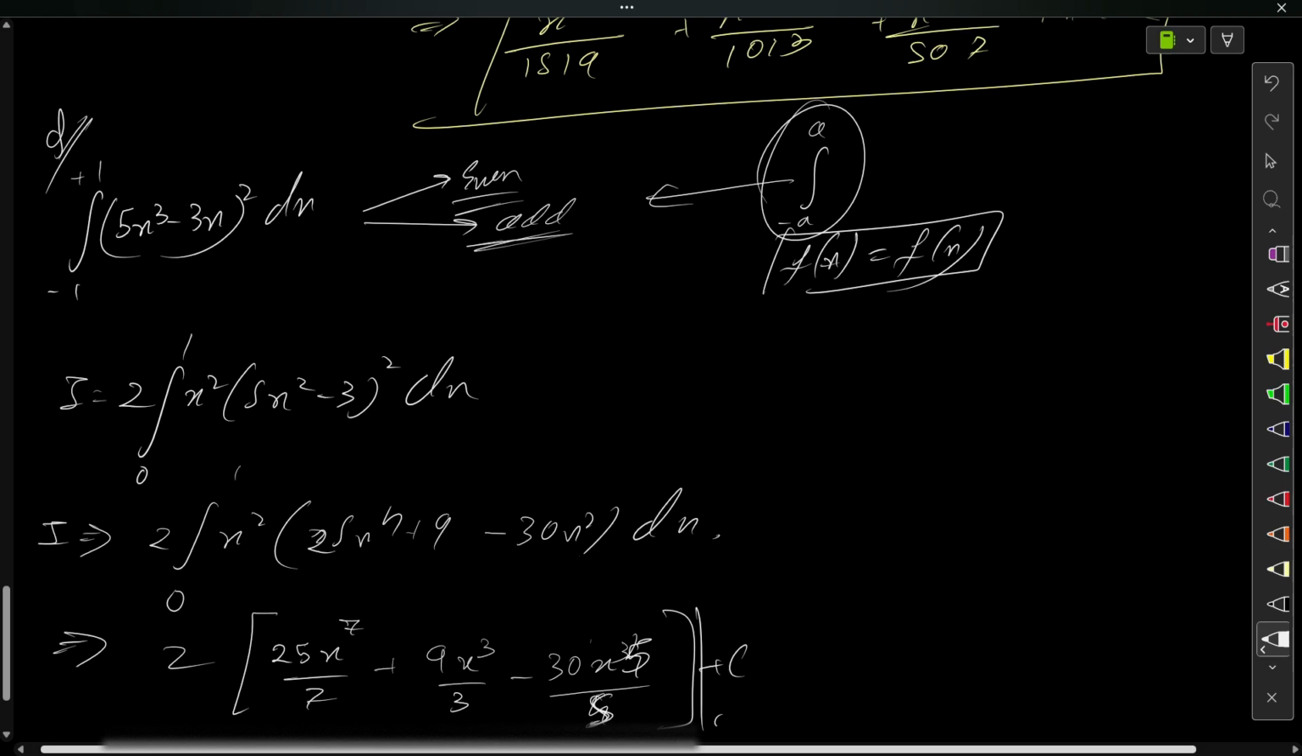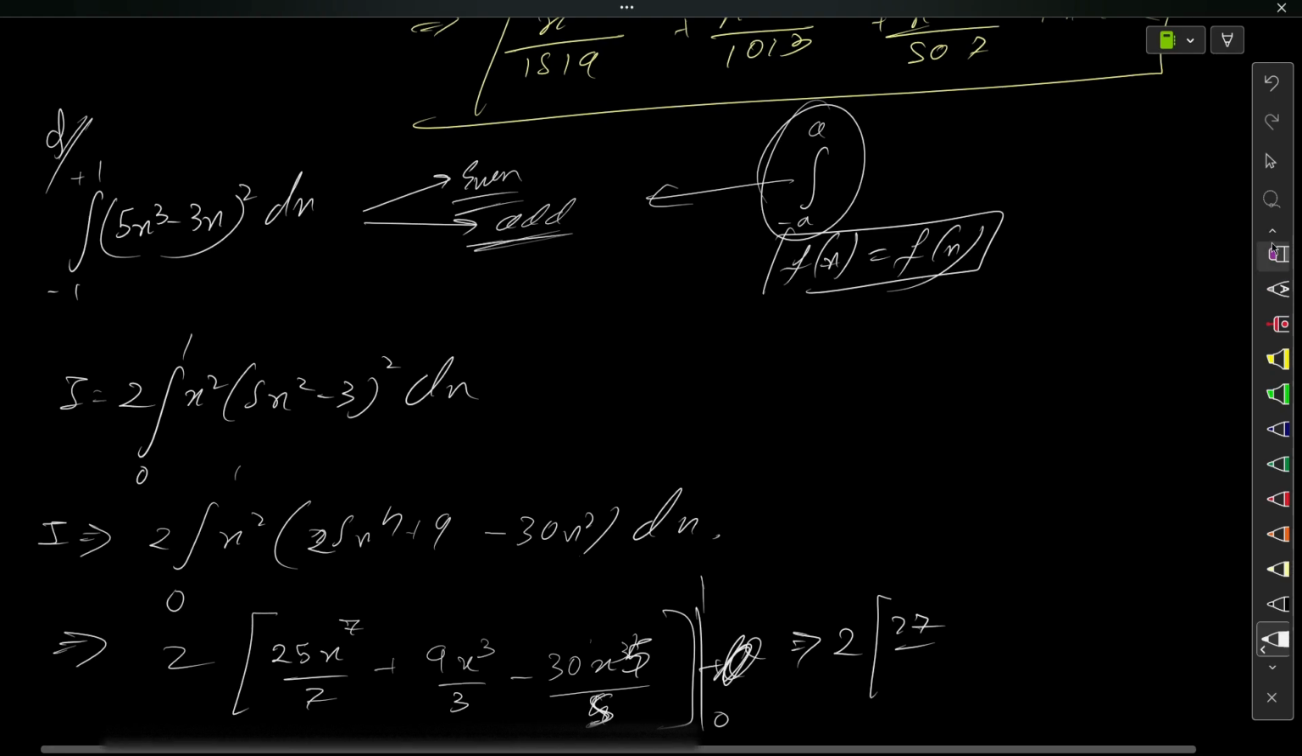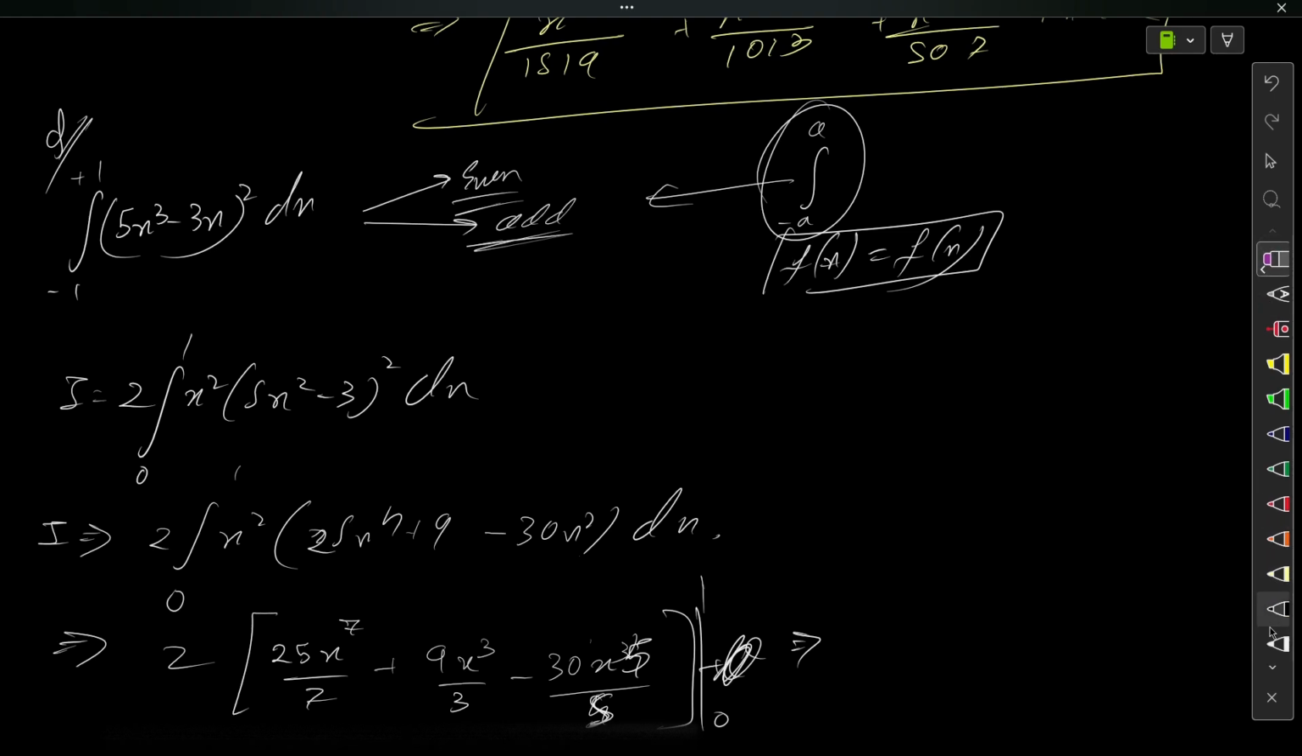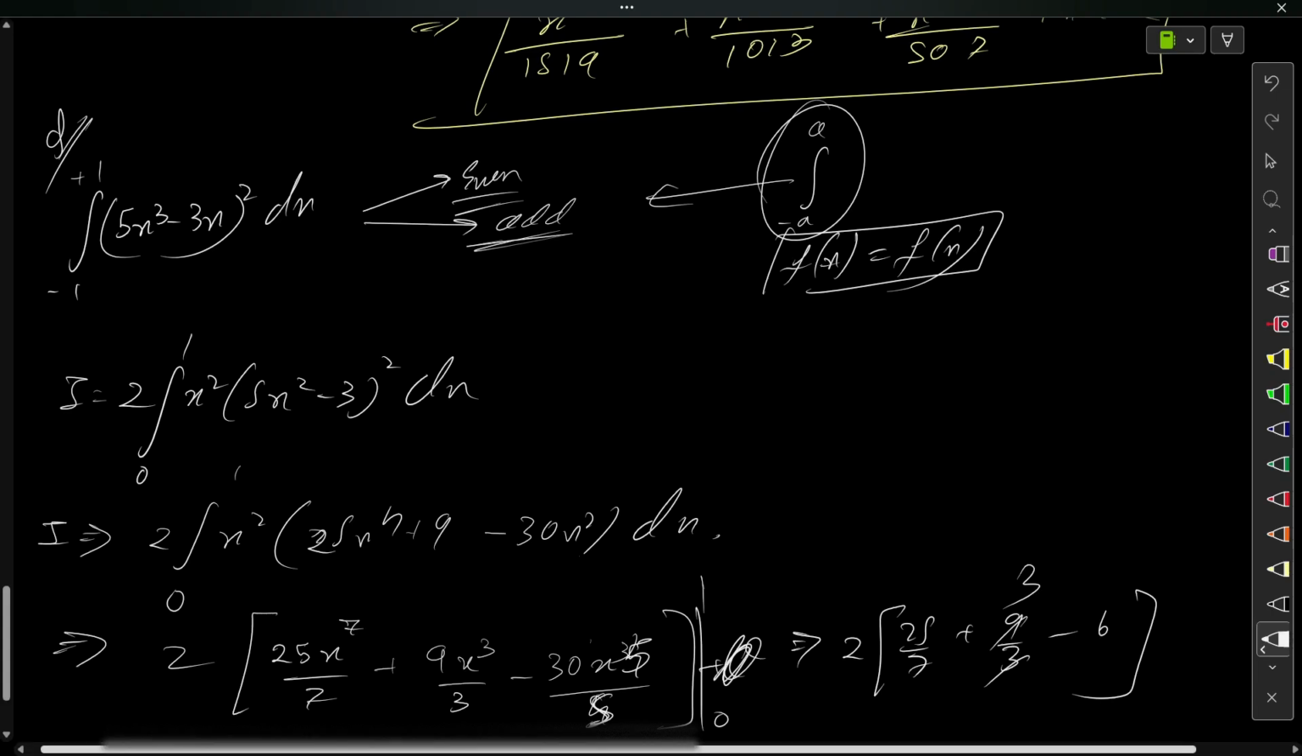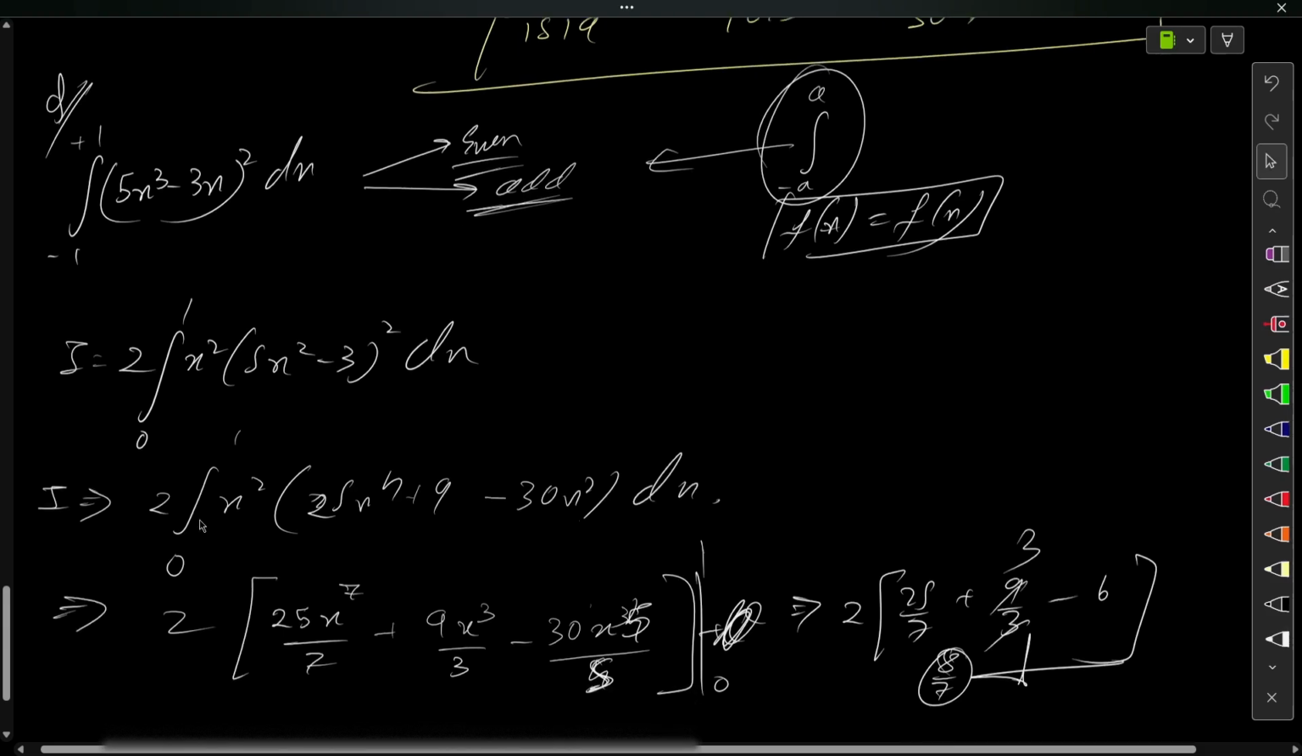And if I substitute the limit from 0 to 1, c is not required in this case. Then I'll be getting 2 times (25 by 7 plus 9 by 3 minus 30 by 5, that is 6). So 3 minus 6 is minus 3, right? So it's 25 by 7 minus 3, that is 4 by 7, so 2 times that is 8 by 7. So 8 by 7 is the answer to this question.